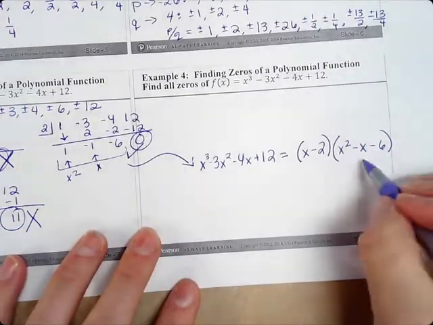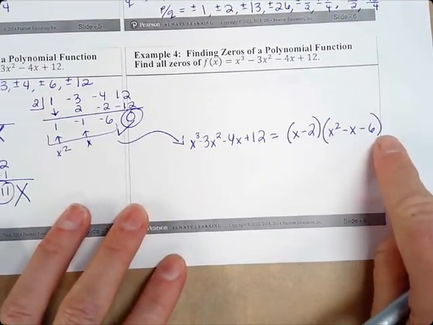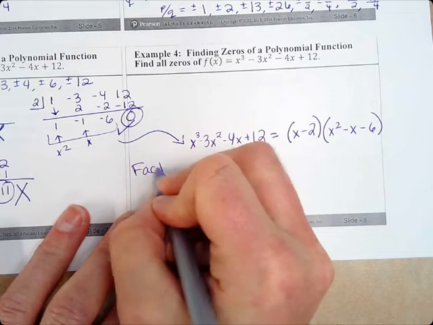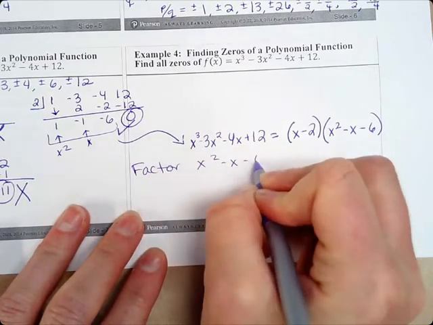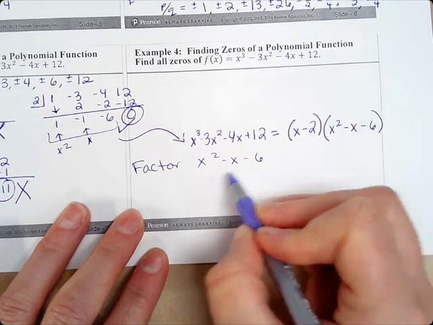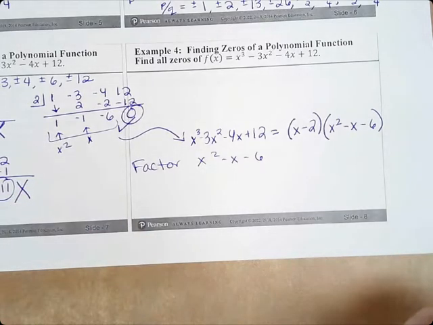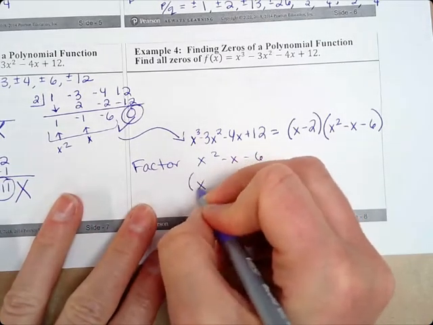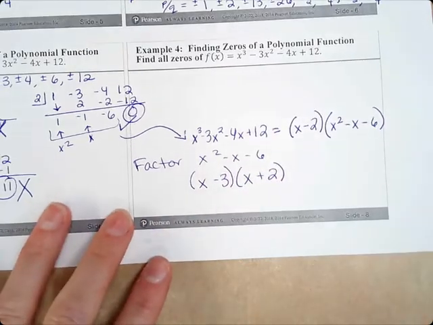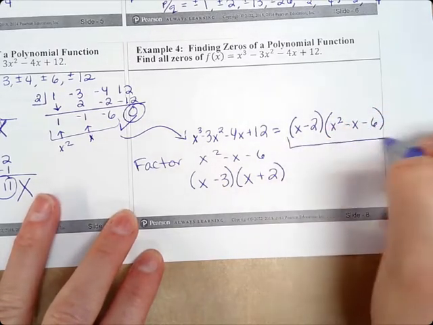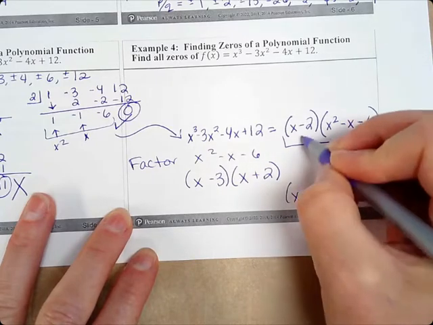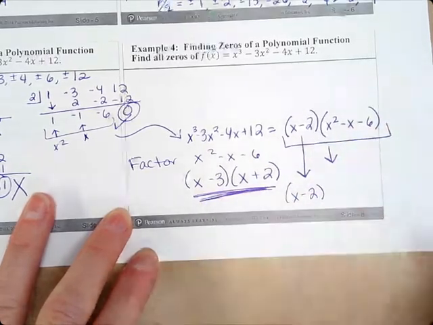So then can we factor this just using the sum and the product? What gives us a product of -6 and a sum of -1? So x minus 3, x plus 2. So now I can bring this down and we have x minus 2 right here. And then these guys go here.